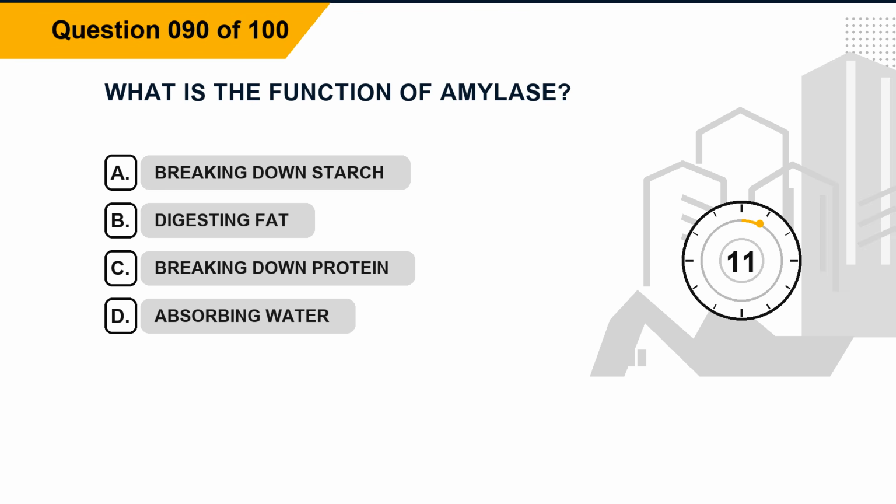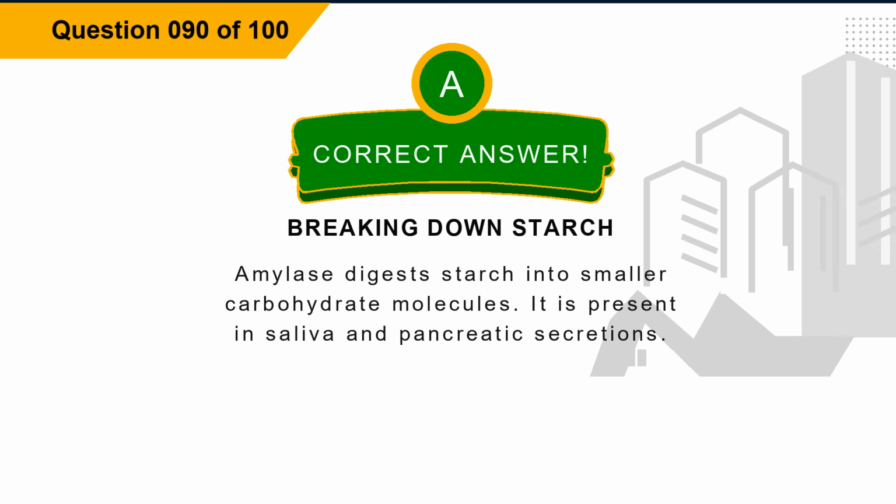Question 90. What is the function of amylase? Option A, breaking down starch. Option B, digesting fat. Option C, breaking down protein. Option D, absorbing water. The correct answer is option A, breaking down starch. Explanation: amylase digests starch into smaller carbohydrate molecules. It is present in saliva and pancreatic secretions.